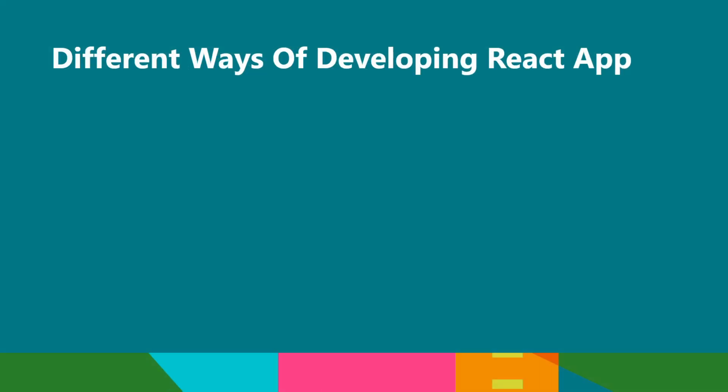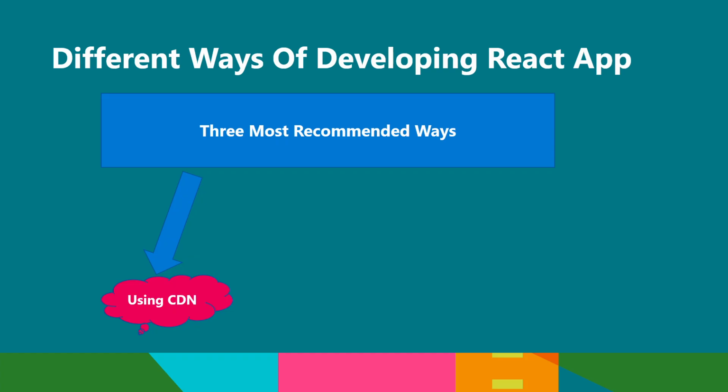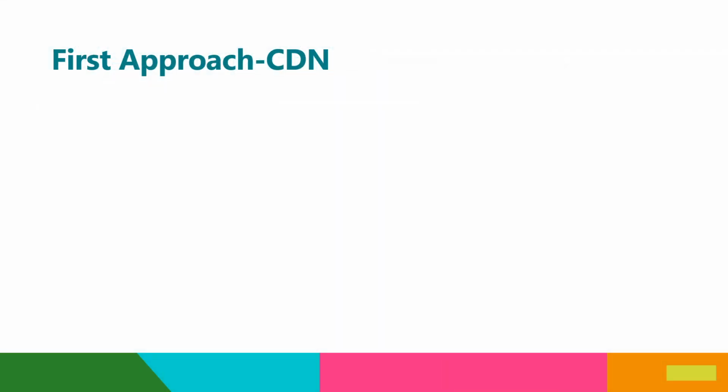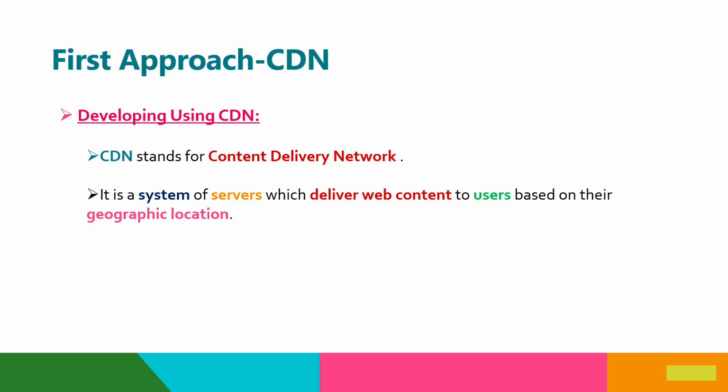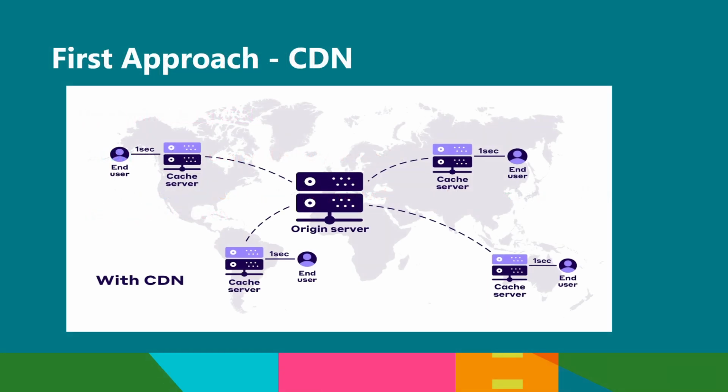So the three most important ways to create the React app are: first, using CDN, second, using CRA, and third, using Vite. So the first approach is developing using CDN. CDN stands for Content Delivery Network. It is a system of servers which delivers web content to the user based on their geographical location.